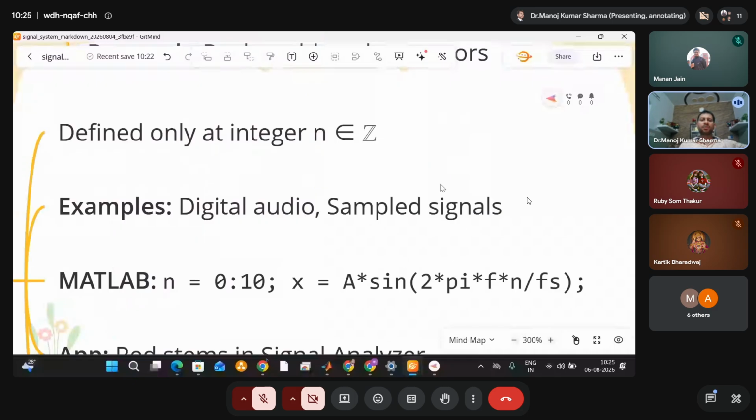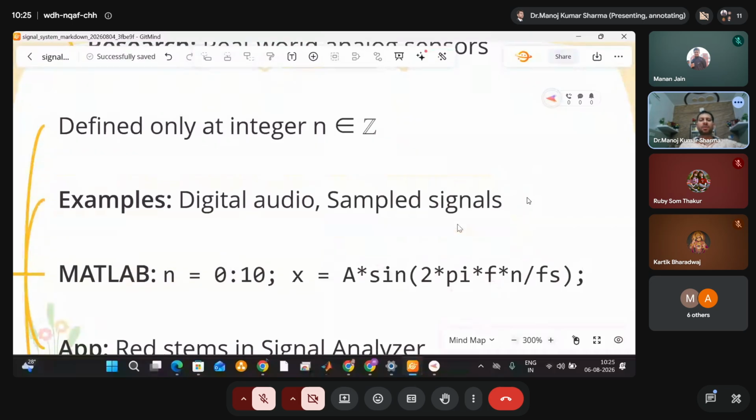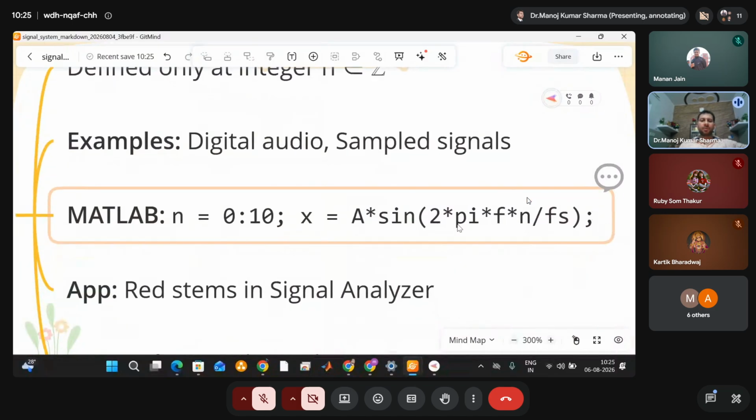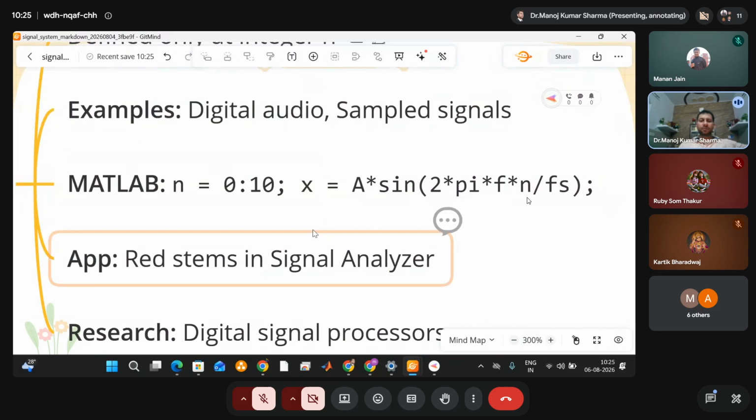Here, all n values are denoted by integers. So digital audio signals, sampled signals, are examples of discrete time signals.